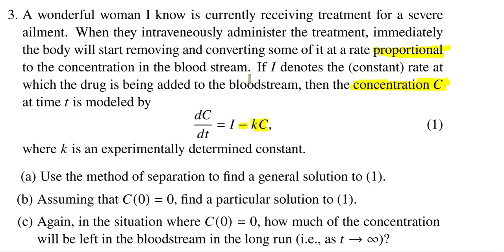So if we want to know the rate of change of the concentration, so dC/dt, that's the rate of change of C with respect to time. I is how much is coming in, and then you're subtracting an amount which is proportional to the concentration in the bloodstream. So this is a differential equation which models C, and we'd actually like to write down a formula for C. And that's what question A is saying: use the method of separation to find a general solution to this differential equation.